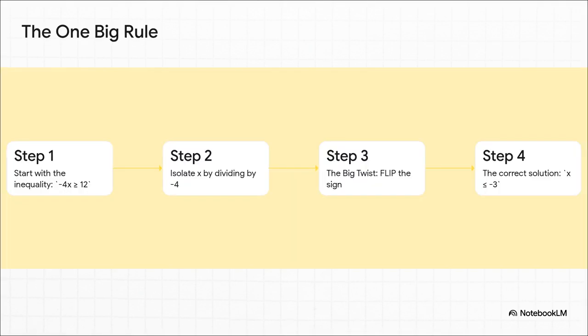Okay, pay close attention, because it all comes down to step 3. We've got negative 4x is greater than or equal to 12. Simple enough, right? To get x by itself, we have to divide both sides by negative 4. And this is the twist. When you multiply or divide by a negative number in an inequality, you have to do something that feels totally unnatural. You flip the sign. The greater than or equal to symbol becomes less than or equal to. This is the big rule. If you remember one thing, remember this.